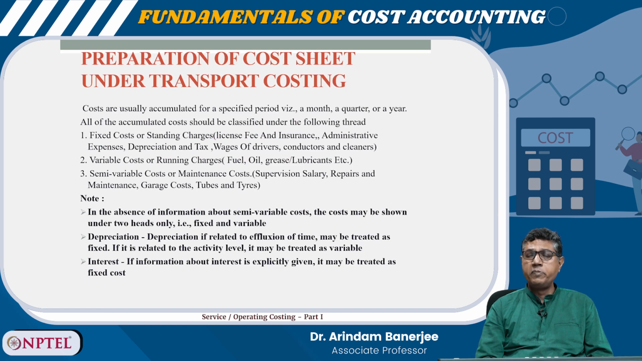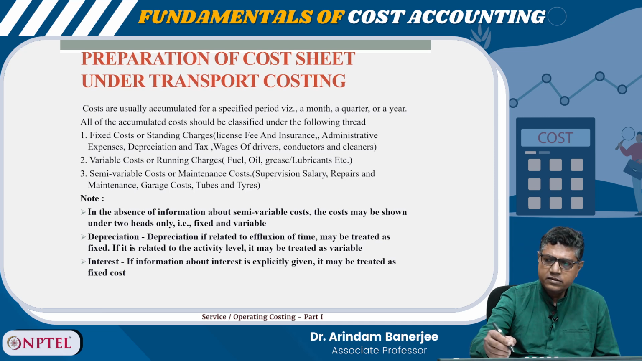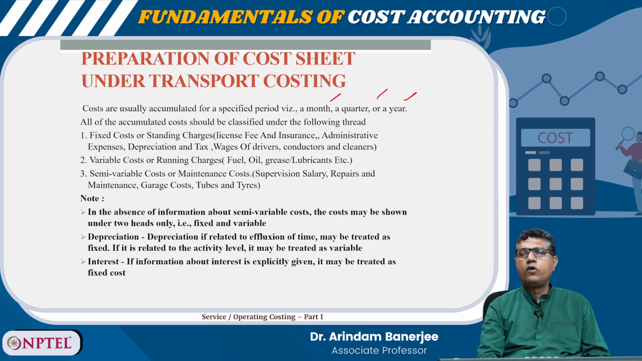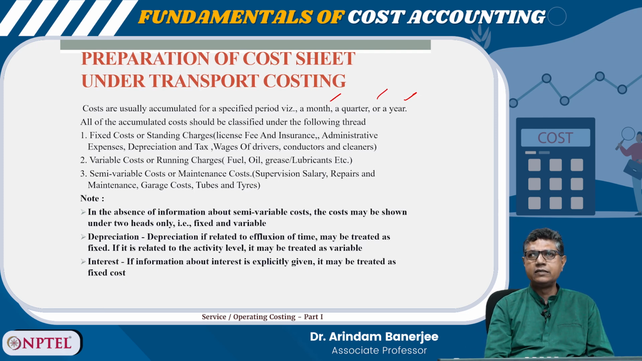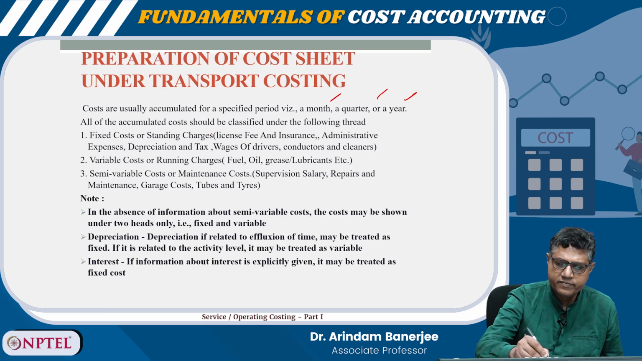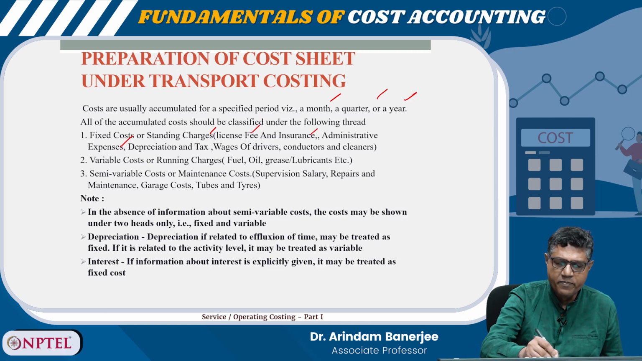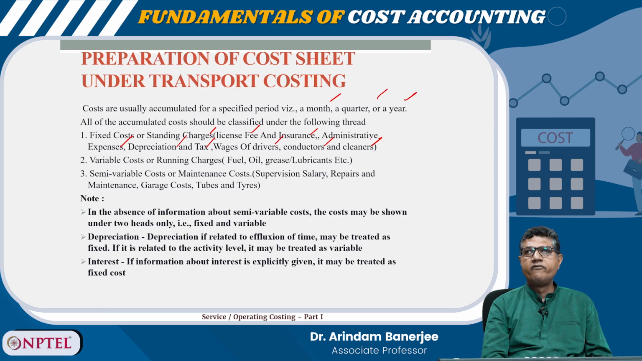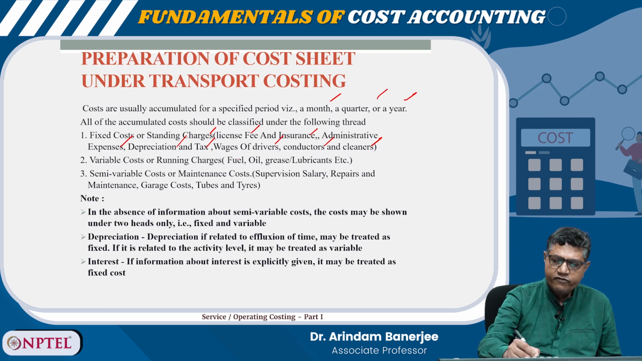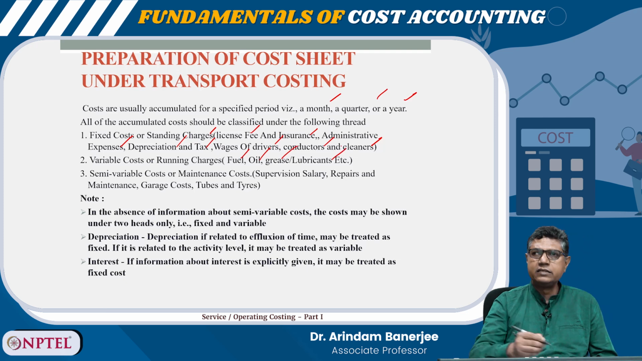Now, for preparation of cost sheet for a transport company, under transport costing, costs are usually accumulated for a specified period, that is a month or a quarter or a year. All of the accumulated costs should be classified under the following heads. Fixed costs or standing charges: license fee and insurance, administrative expenses, depreciation and tax, wages of drivers, conductors and cleaners. Variable costs or running charges: fuel, oil, grease, lubricants, etc.